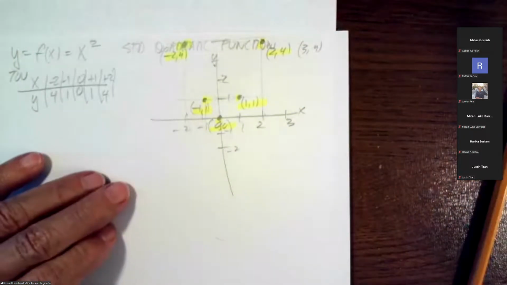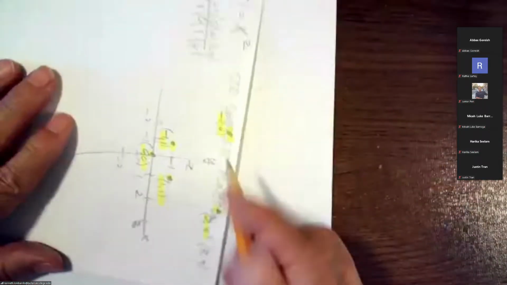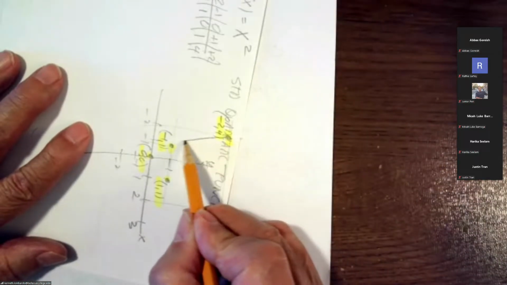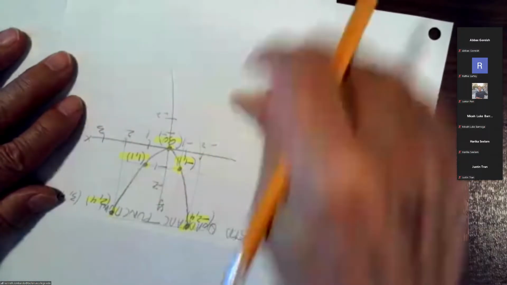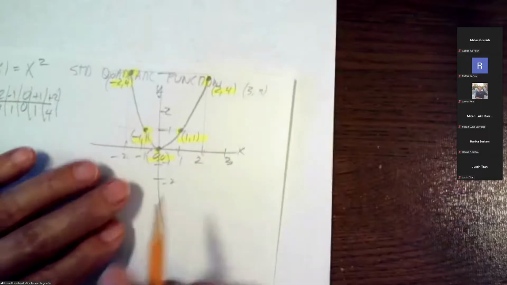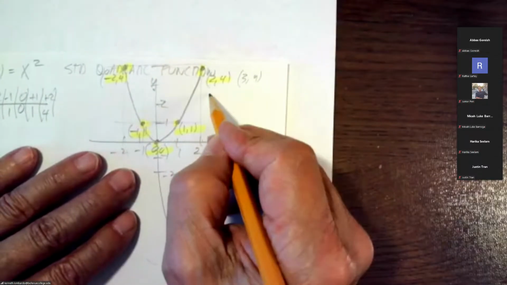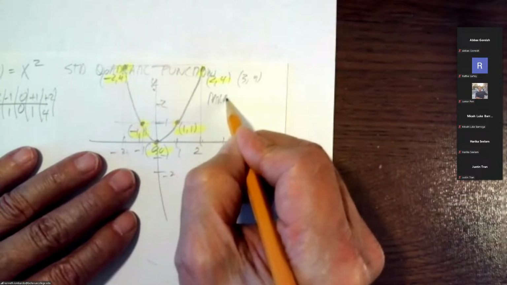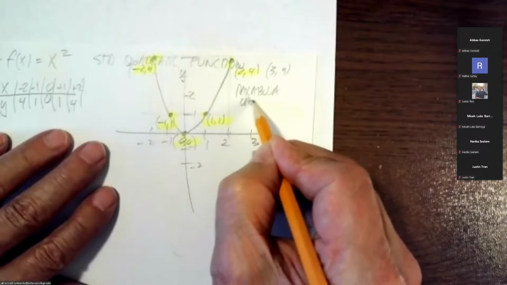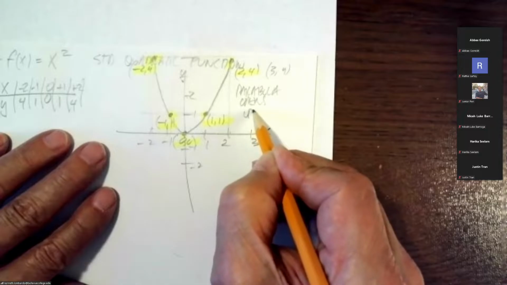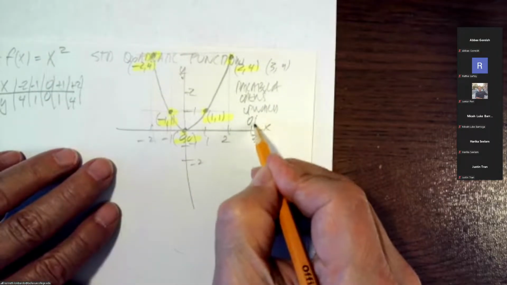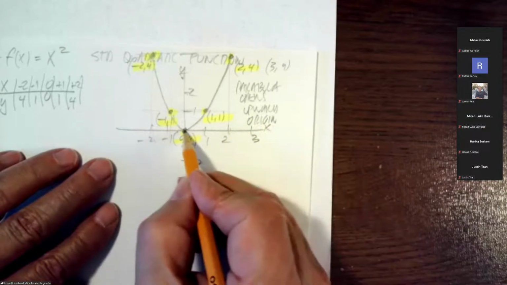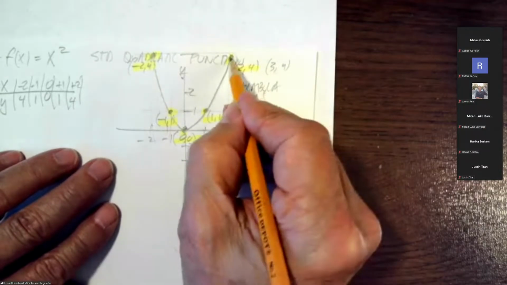Okay, and then I will connect them with a smooth curve. So if I come down here through there and then come back up through here, it would look like an upward facing parabola. And it opens upward. And the vertex is at the origin, isn't it? Here's the vertex, it's at the origin, and it opens upward.